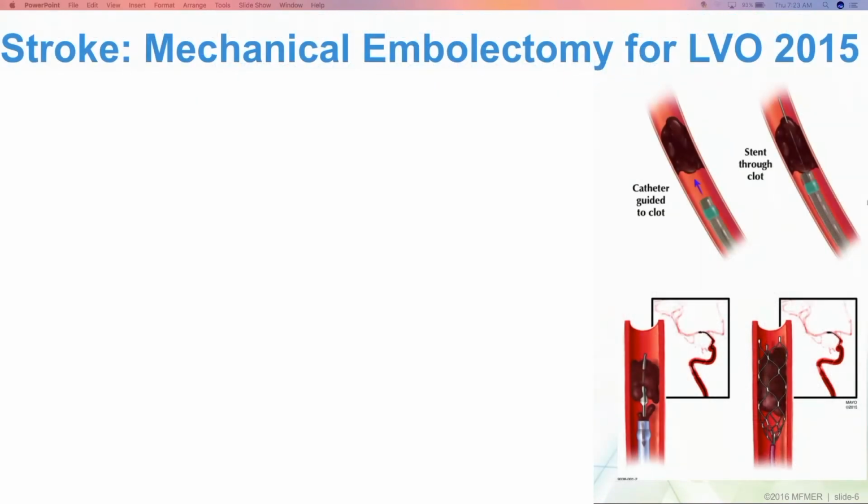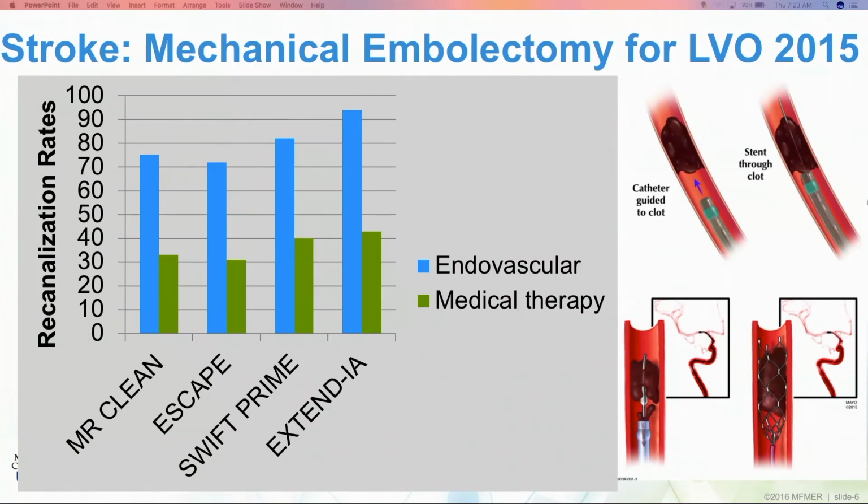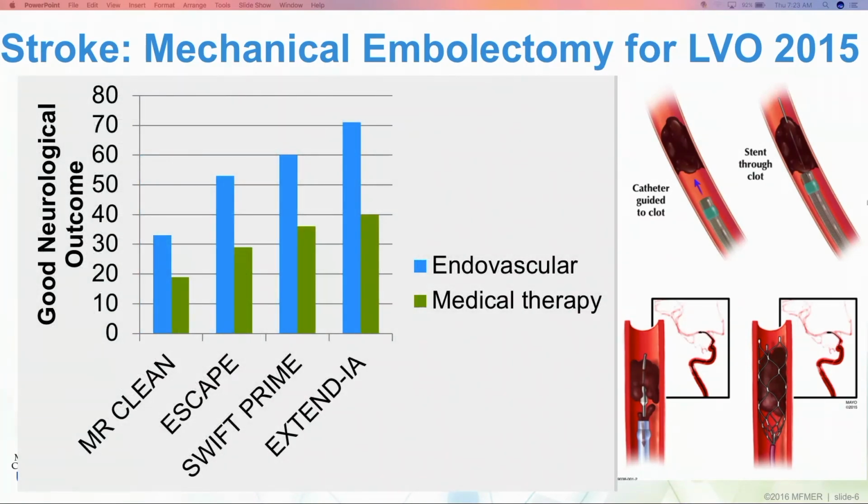So in 2015, one thing changed for mechanical embolectomy, in that it was shown to be more efficacious in multiple studies, not just for recanalization, but also for improved modified Rankin scores in almost every trial that studied this. And although they used similar devices in a lot of these trials, it was proven that we should be getting to mechanical embolectomy faster.